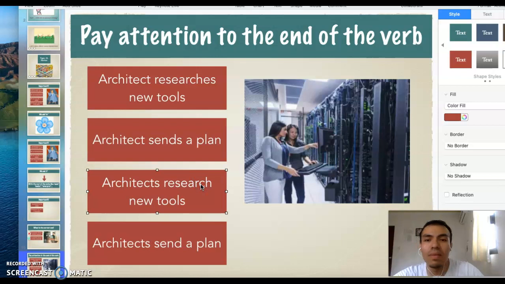In this case, we don't add the letters es because it's plural. It's not he, she, or it. That's why we didn't add the letters es. So it's research, not researches. And then number two, architect sends a plan. One person, that's why we have to add the letter s, not es. And then architects send a plan. In this case, it's not necessary to add the letter s because it's plural.